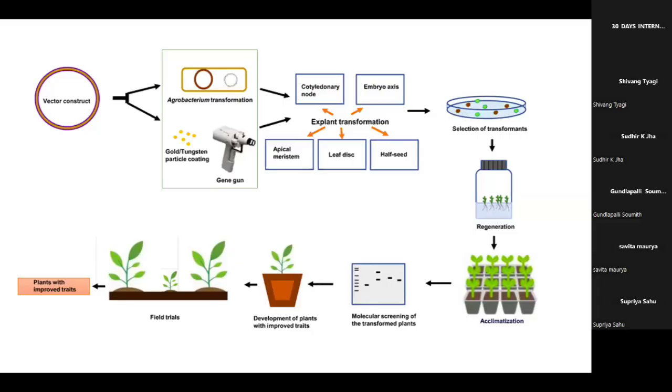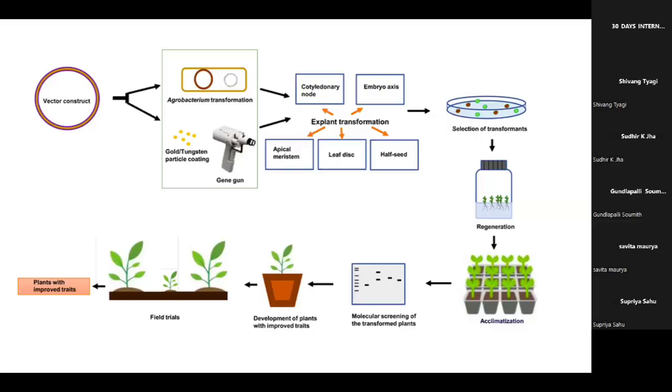If we are going by the indirect method, here I have mentioned Agrobacterium tumefaciens mediated transformation, or you can go by the direct method, where I have mentioned the gene gun, which I told about earlier in the previous slide as the biolistic method of transformation. In both methods, what happens? We take a certain explant. An explant is a certain tissue of the plant which is used for transformation. You can take the leaf, the seed, the embryonic axis, the cotyledonary node, apical meristem, or even the half seed.